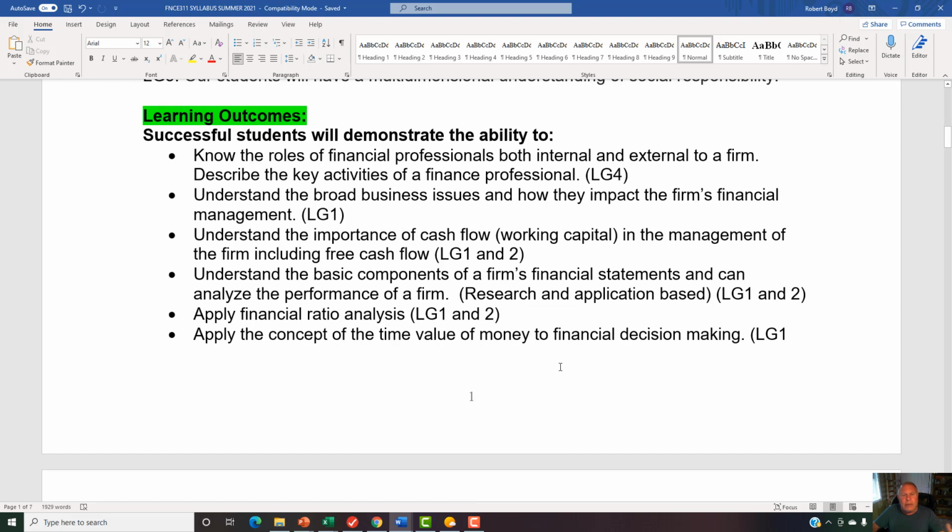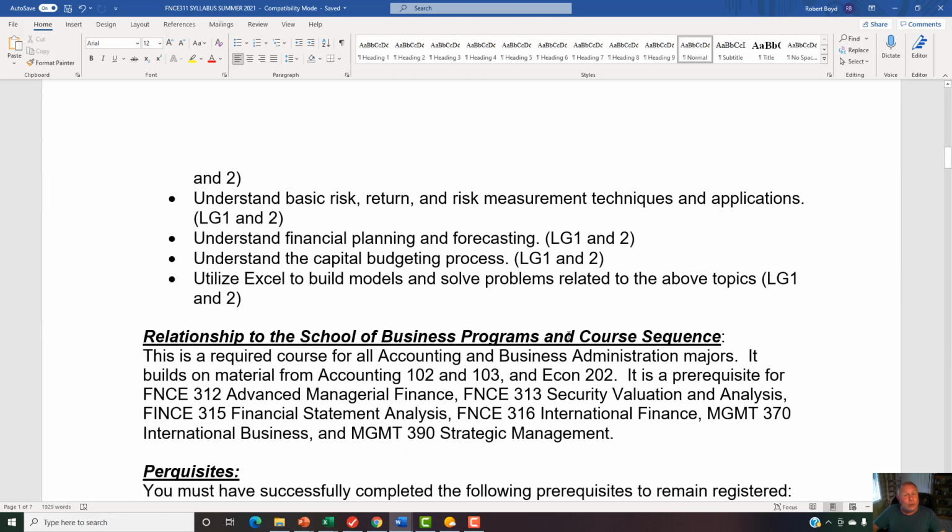What do they do? Understand the broad business issues and how they impact the firm's financial performance, financial management. Understand the importance of cash flow and working capital in the management of the firm, including free cash flow. These are really important things to know because for a business to be successful, it's all about the cash. You should be able to understand, when you're done with this, the components of a firm's financial statements, and then you can analyze the performance of a firm. So that's both research and application based. You'll be able to apply financial ratio analysis, time value of money, understand basic risk, return, and measurement techniques and application, understand financial planning and forecasting, understand the capital budgeting process, and then utilize Excel to build models and solve problems for the above topics.